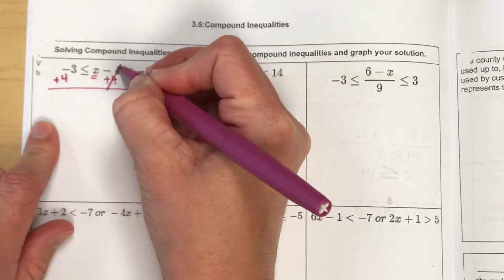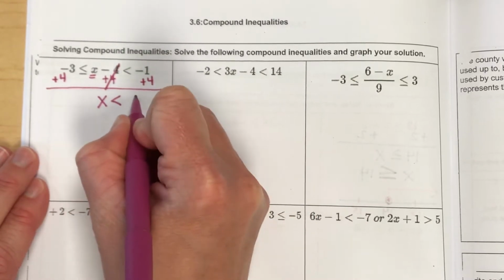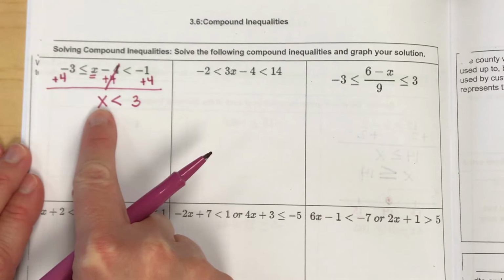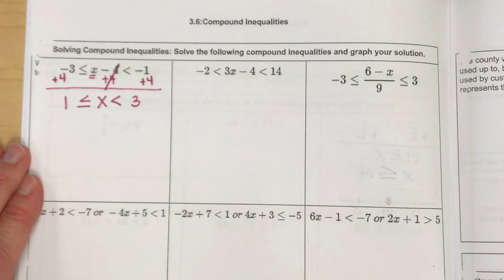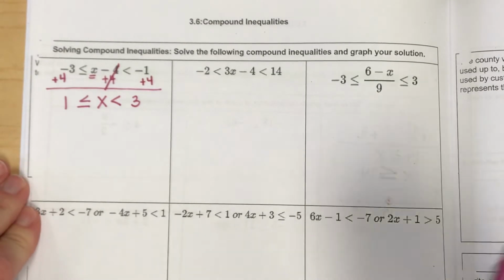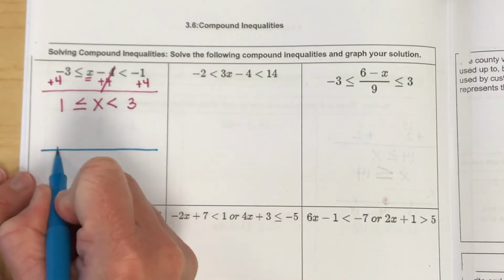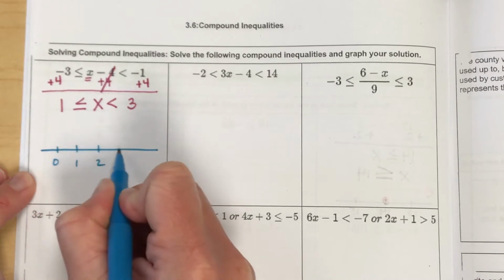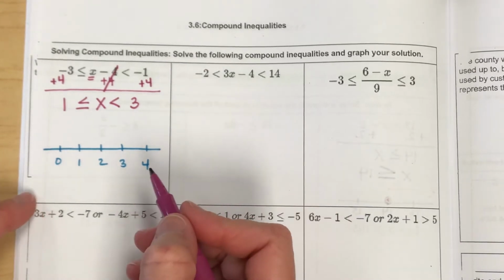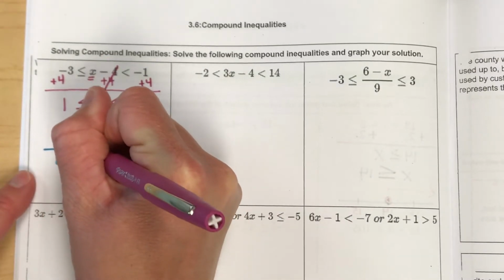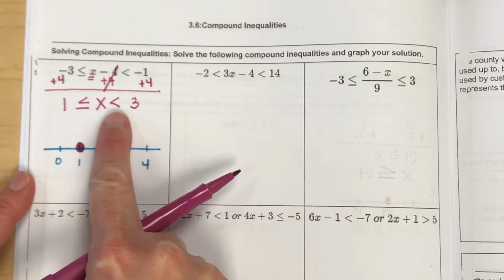Now my x is isolated in the middle. It is less than the number 3, and at the same time greater than or equal to positive 1. Here's what my solution is going to look like in terms of a graph. If I draw a number line and put 0, 1, 2, 3, and 4, for this compound inequality, I would circle the number 1 and shade it in, circle the number 3 and not shade it in, because notice how this does not say equal to.